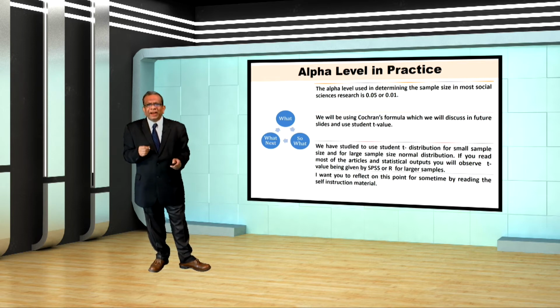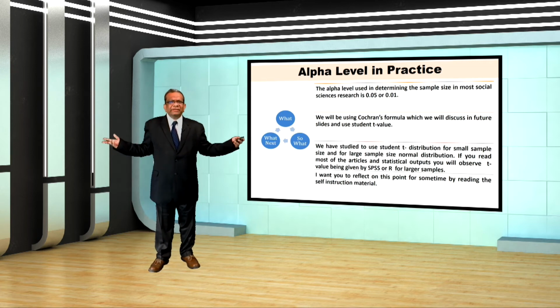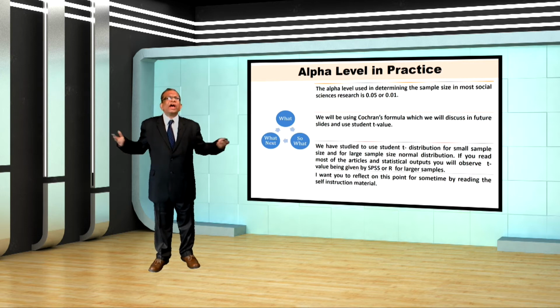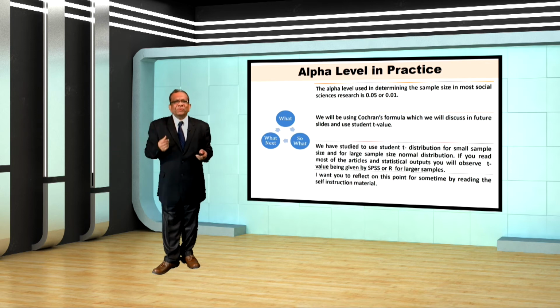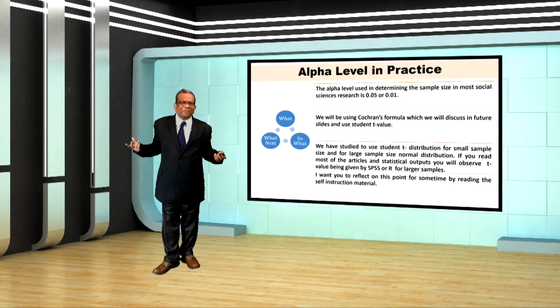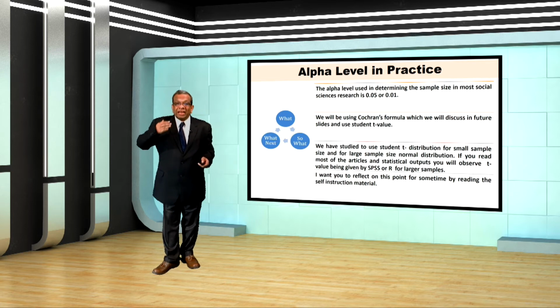I want you to reflect on this point for some time by reading the self-instruction manual, and here first is what, next is so what, and what next. What is t-distribution and why do 95% of the papers give a t-distribution value, and so what, if you are giving that, how does it matter for me, and what next I have to do. These reflection points are very important for you for better learning.